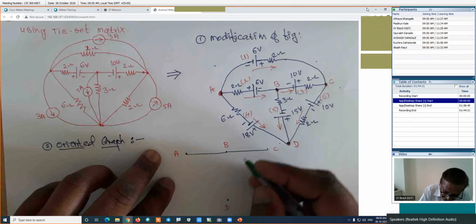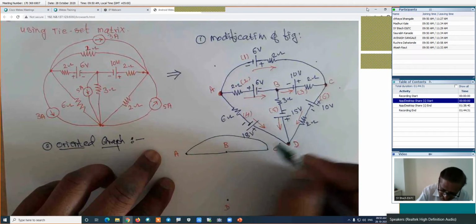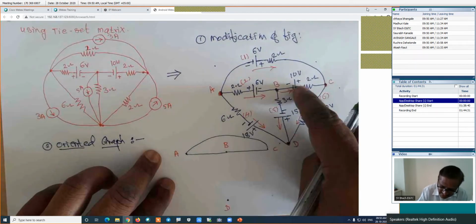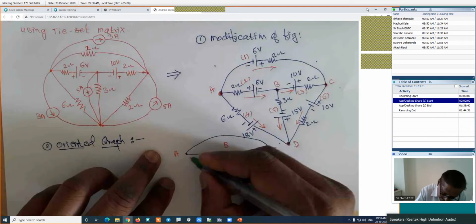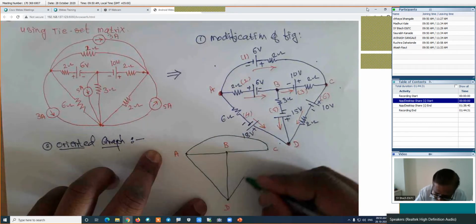Otherwise, I will start from branch number 1. This is the first branch. This is branch number 1. This is branch number 2. This is branch number 3. Here it is, this is branch number 4. This is branch number 5. And this is branch number 6.